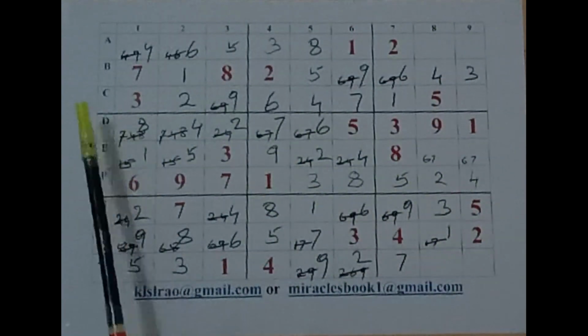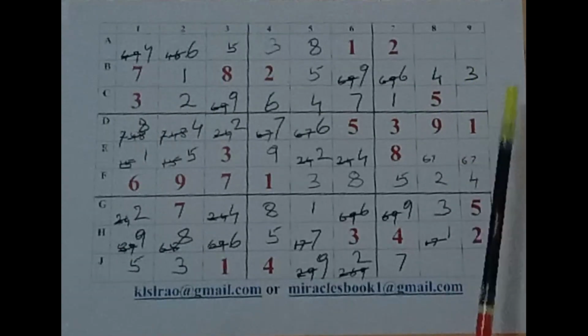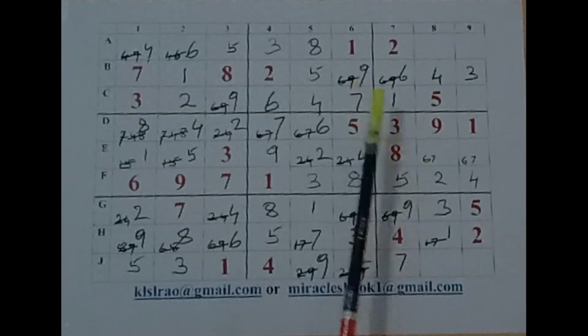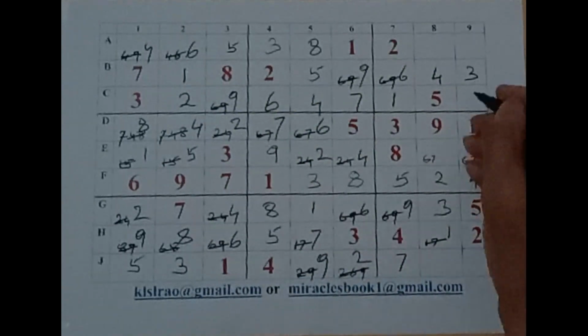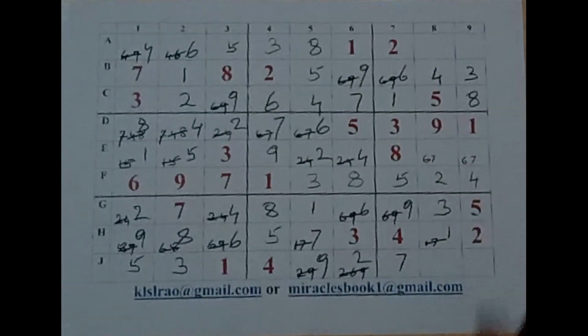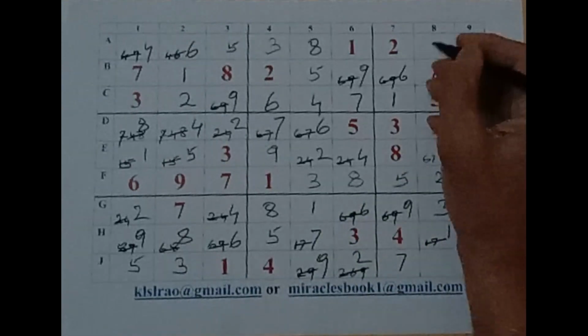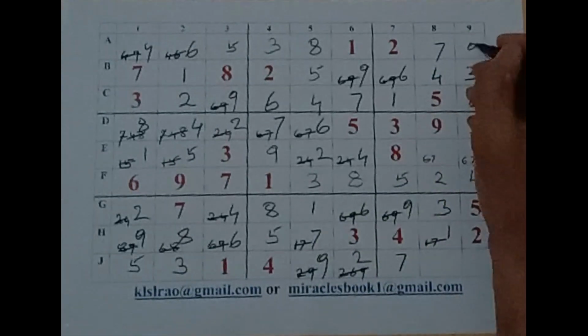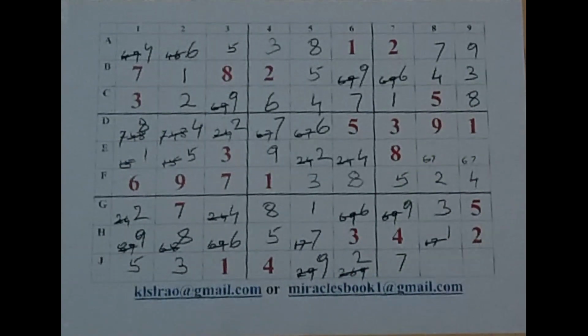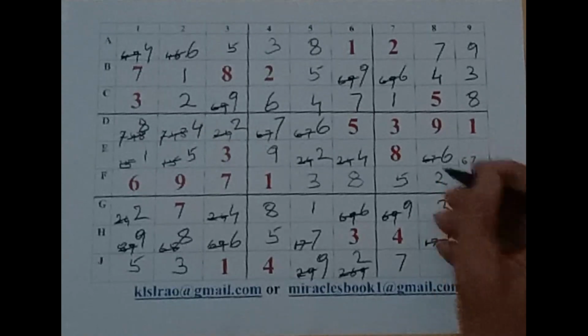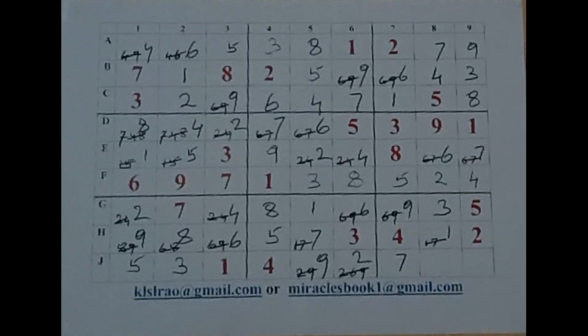And now we shall look at row C. Got only one vacancy. That is for 1, 2, 3, 4, 5, 6, 7, everything is there except number 8. 8 here. And what about these two cells? 7 and 9. We have this 9 here. So we write over 7 and 9 here. That trick is complete. That 7 releases number 6 here. 6 and 7.